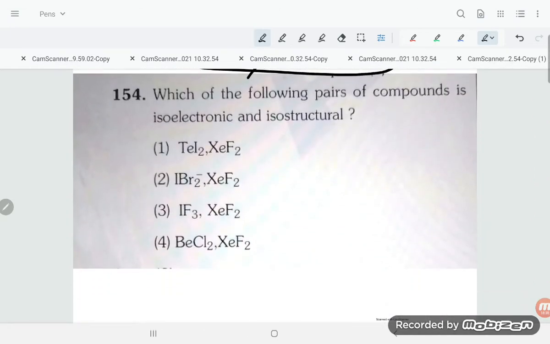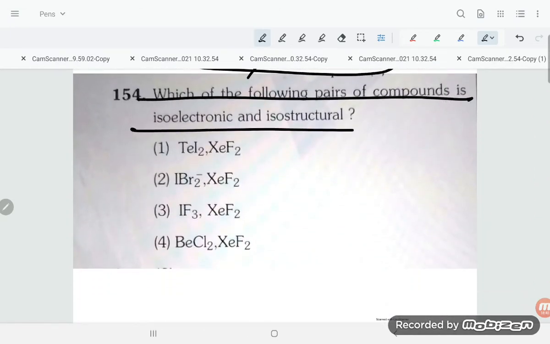154. Which one of the following pairs of compounds is isoelectronic and isostructural? So isoelectronic means same number of electrons, isostructural means same structures. So IF3 and XeF3, not; BeCl2 and Xe. So this is isostructural, but it is not isoelectronic, dear students.